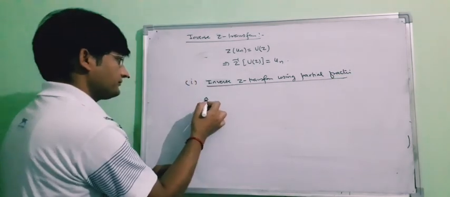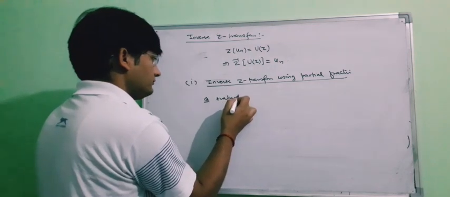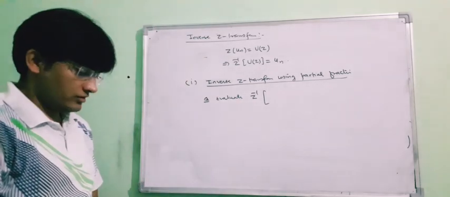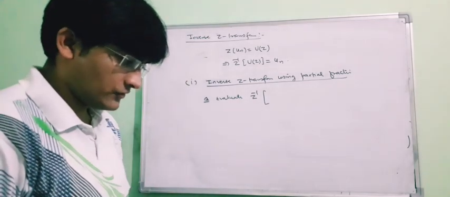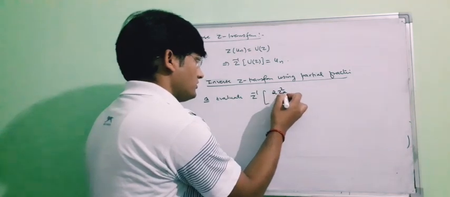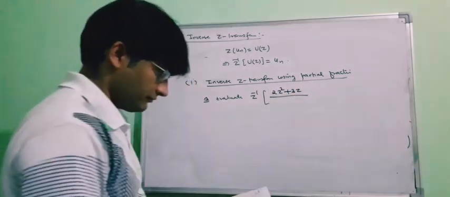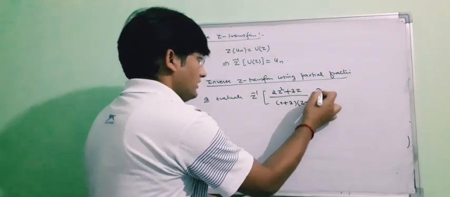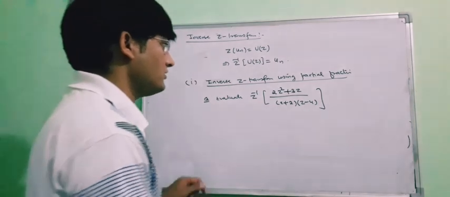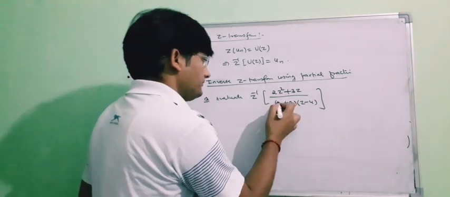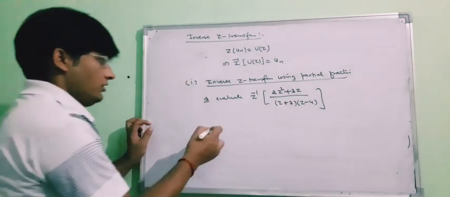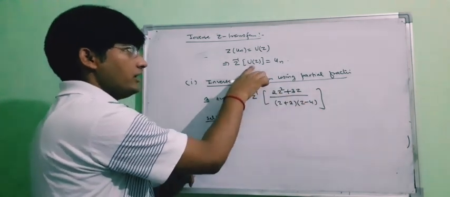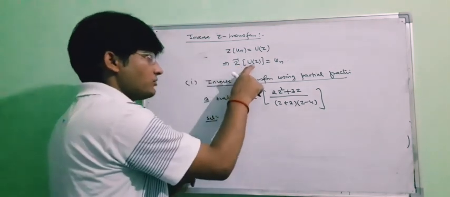So question, evaluate Z inverse of, evaluate the inverse Z transformation of (2Z square plus 3Z) divided by (Z plus 2) and (Z minus 4). Let us evaluate the inverse transformation of this function. Solution. Let us assume this bracket as uz because we have to evaluate the inverse Z transformation of uz.